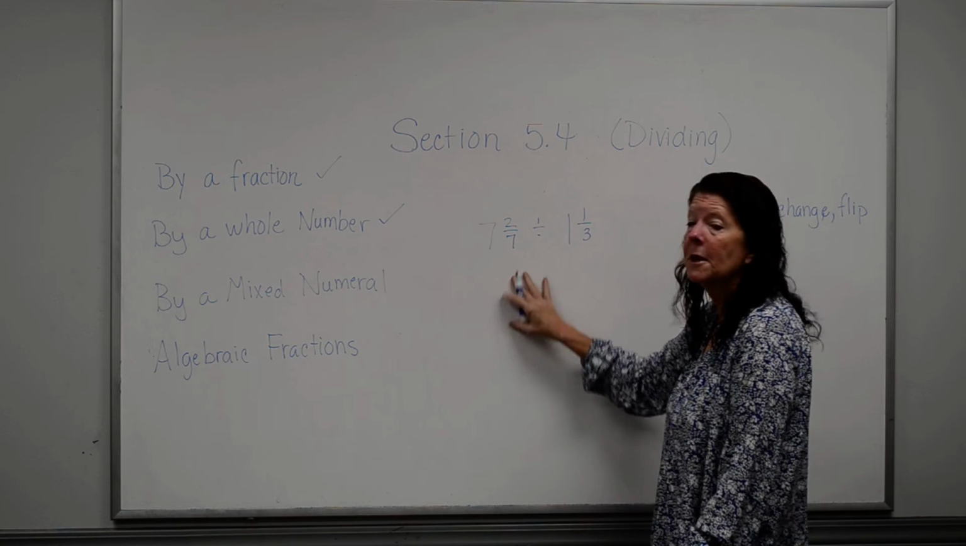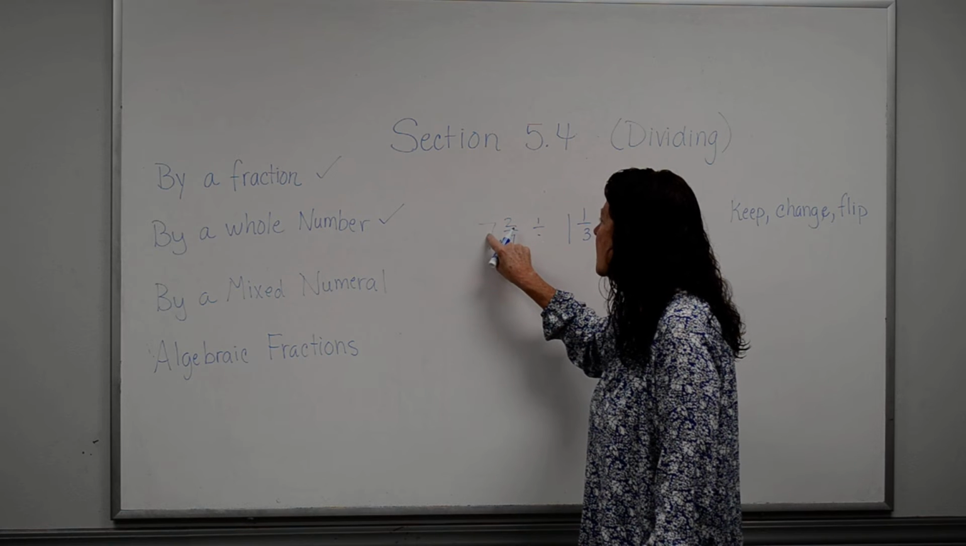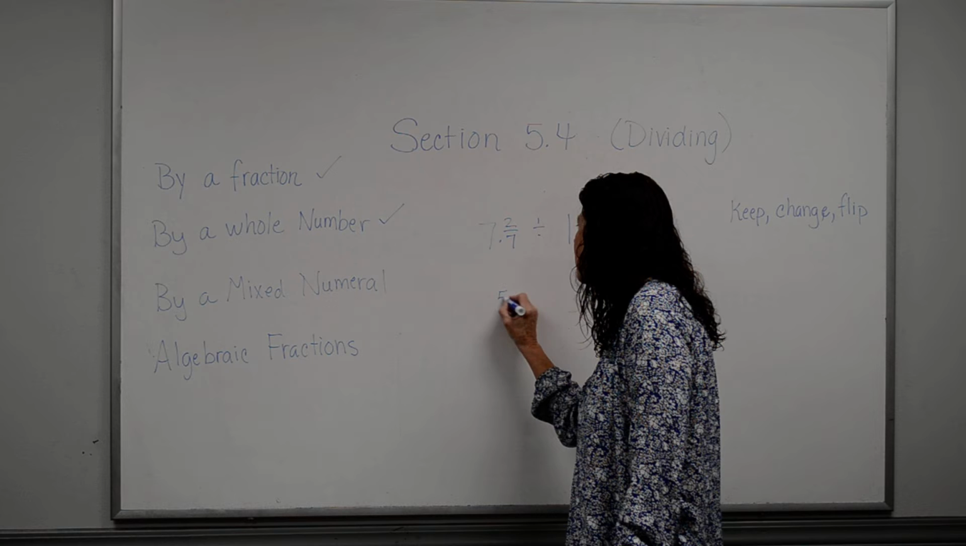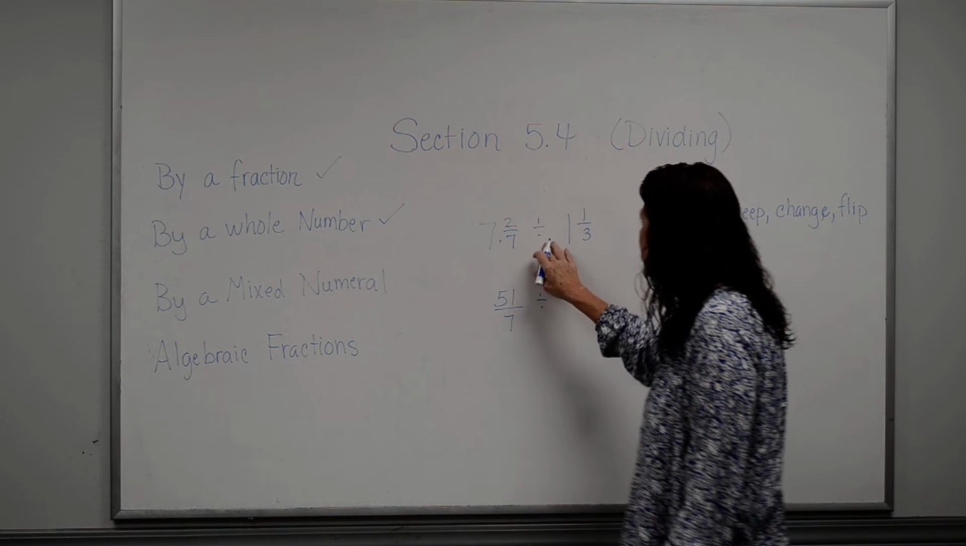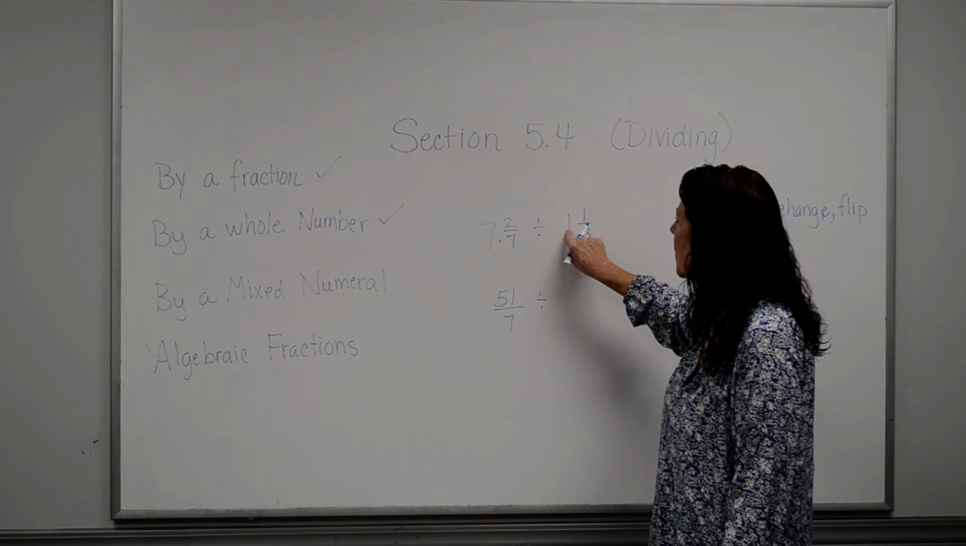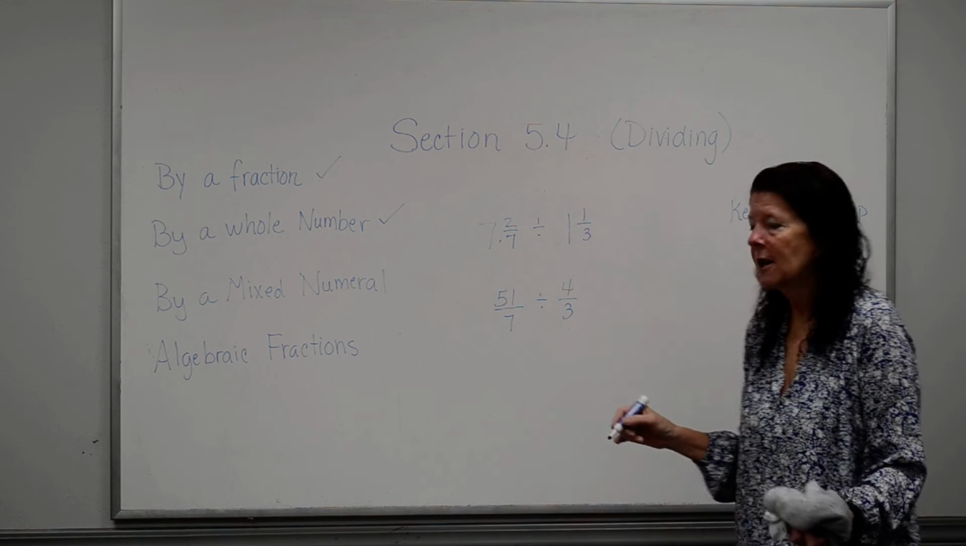Okay, so first thing I'm going to do is change them into improper fractions. 7 times 7 is 49, plus 2 more is 51. 51 over 7. Still going to keep my division there for now. 3 times 1 is 3, plus 1 more is 4. So now I have two fractions that I'm dividing.